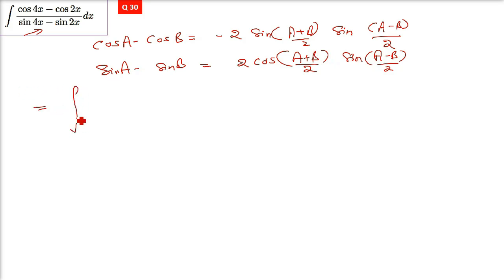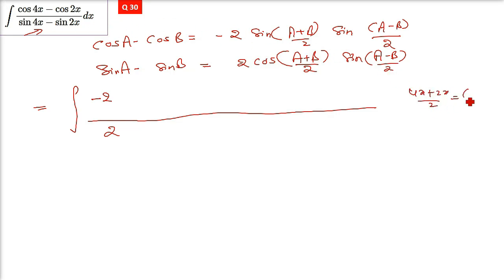Then we have the integration. Let us write these two in place of cos 4x minus cos 2x and sin 4x minus sin 2x. So this will be negative 2 will remain there. Let us do A plus B by 2 and A minus B by 2. So we will have 4x plus 2x by 2, and this will be 3x, and 4x minus 2x by 2, that is going to be x. So we'll use this directly here. It will be sin, what is A plus B by 2? Already done, so it's 3x. Sin A minus B by 2, already done, it's x. So you can just write sin x here.